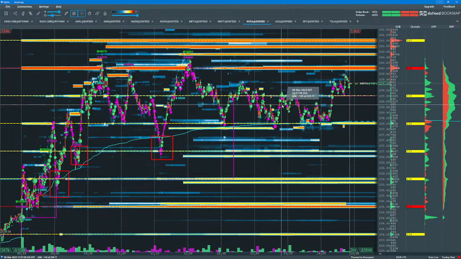And there's a question, how can you use Bookmap to see if the move will push through at lows or highs? I'm not sure I understand that question.